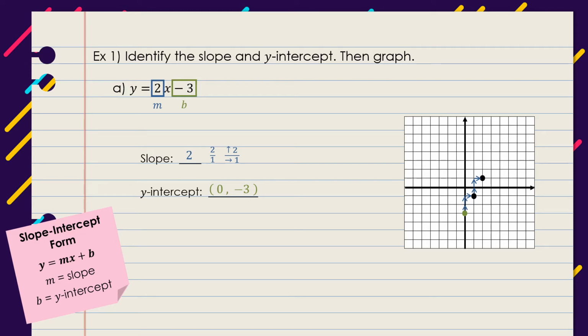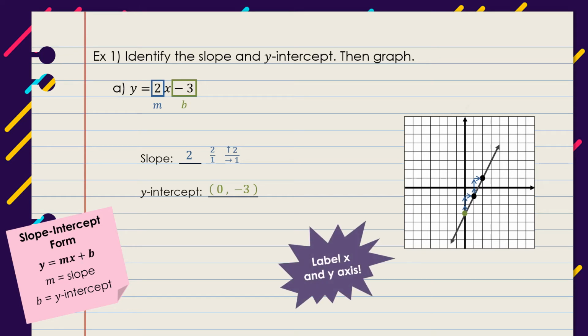But once we get to 3 points, we kind of have an idea of what's going to happen. So I'm going to stop here, and now that I have my points, I'm going to connect them with a line and extend it in each direction. Now that I have my graph, are we done? Not quite. Don't forget to label your x and y axis to complete the graph.